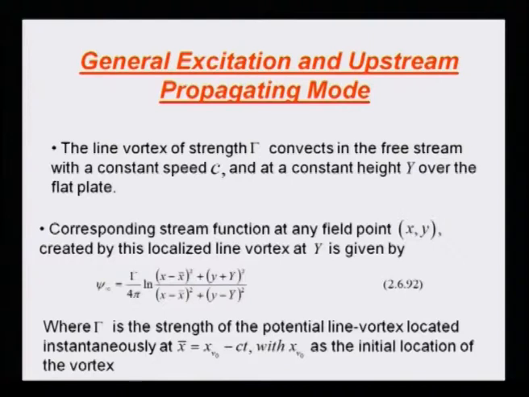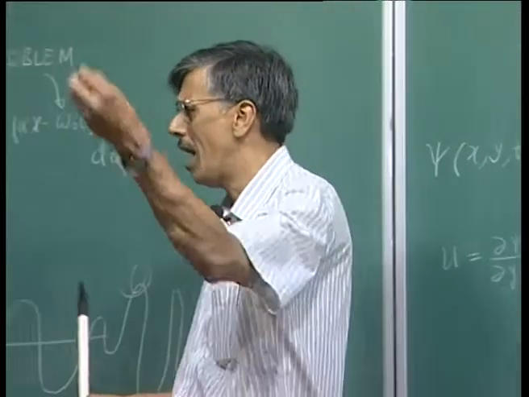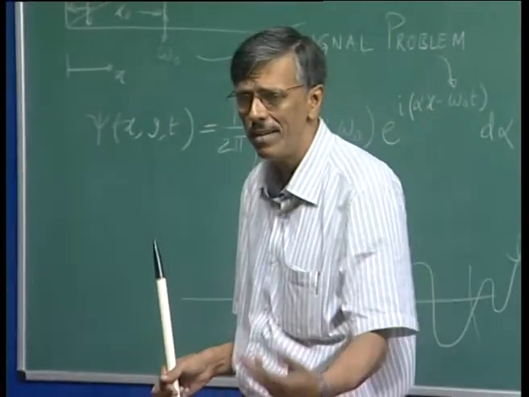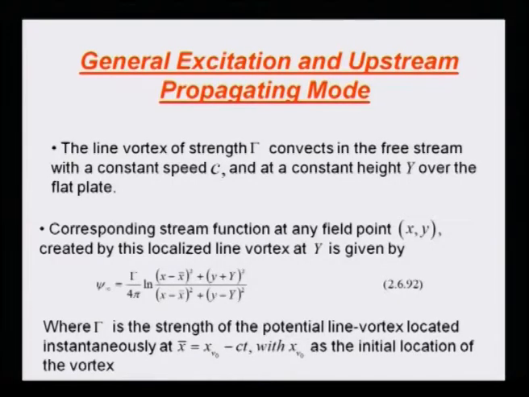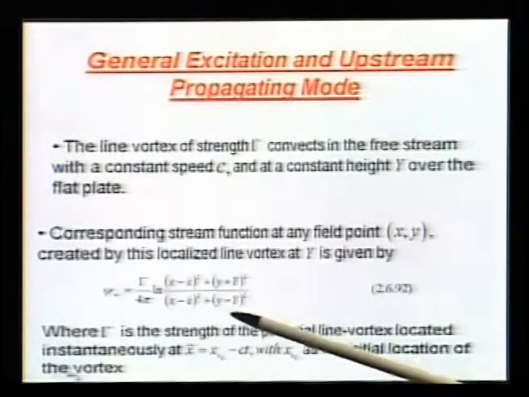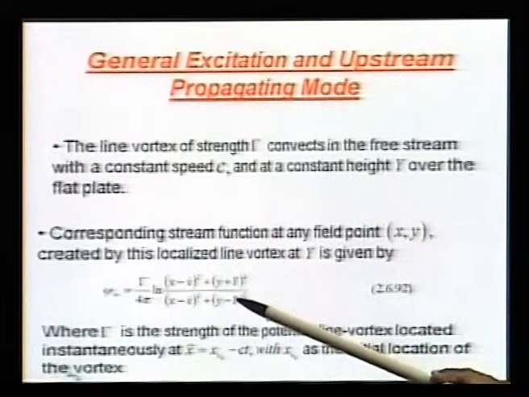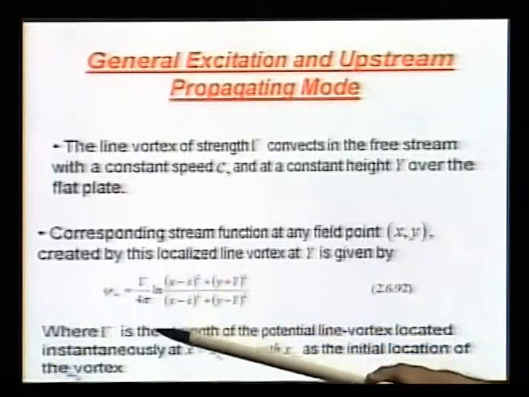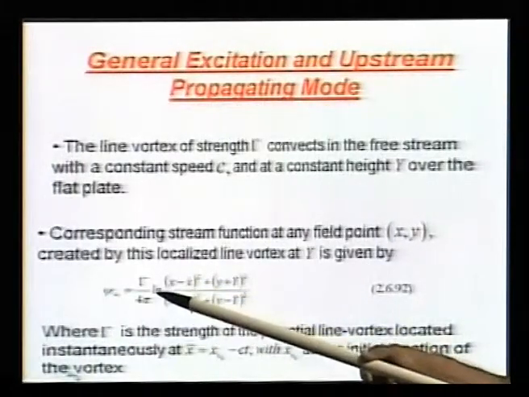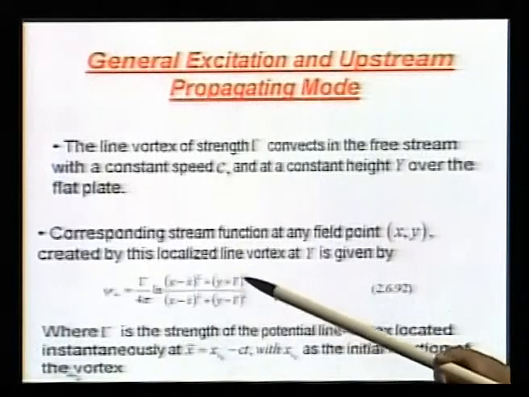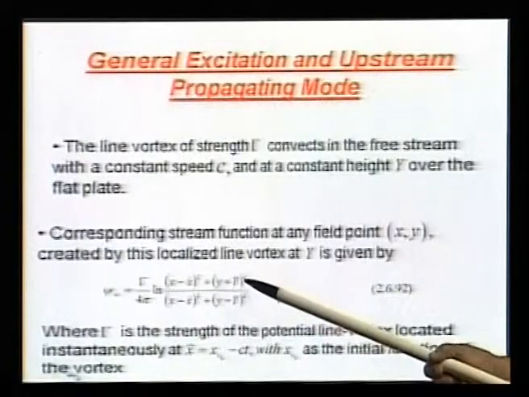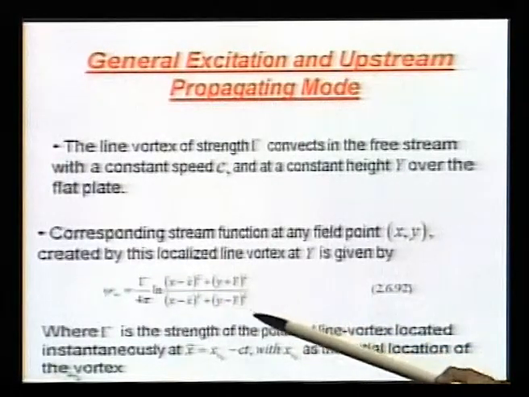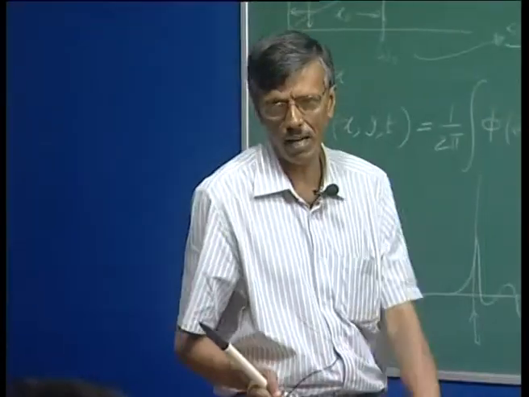Now, what happens? The moment I have that vortex, I create a flow field, a disturbance field, for which the stream function can be given like this. What do we get? Here gamma is the strength. So, gamma by 4 pi, it is a 2D flow. This is ln of (x minus x bar) squared plus (y plus capital Y) whole square, and in the denominator is this. How did you get this? I purposely did not explain.